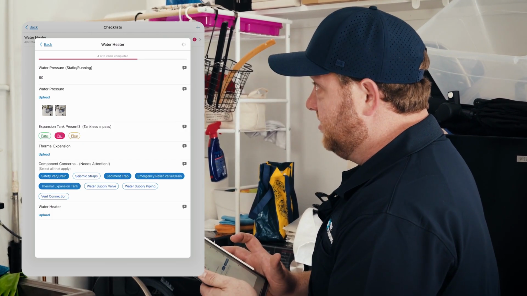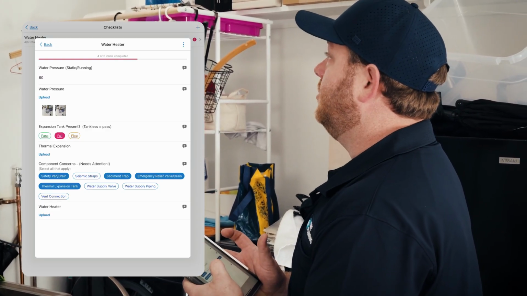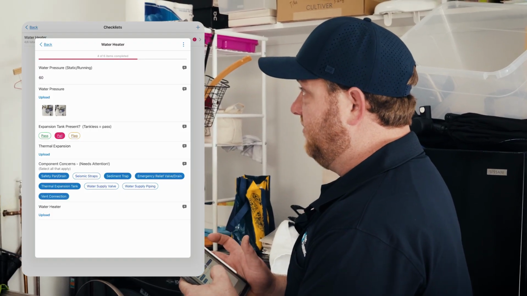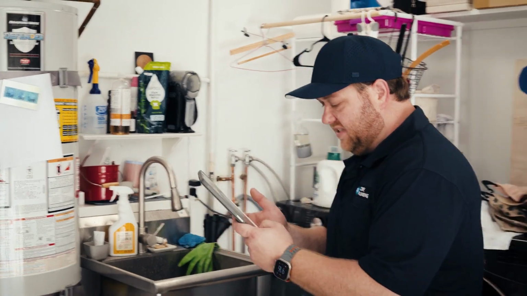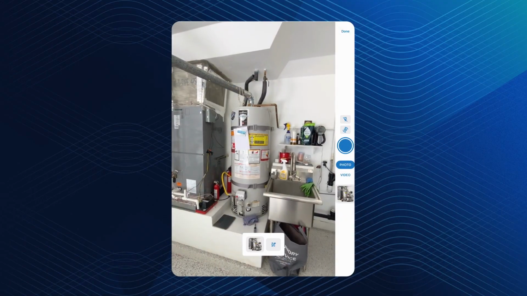Thermal expansion tank is missing. Water supply valve and supply piping look okay, but we have something that could catch on fire that's dangling from the vent, so we want to take that off as well. All right, so I'm going to step back here and take a photo. Let's mark it up a little bit here.